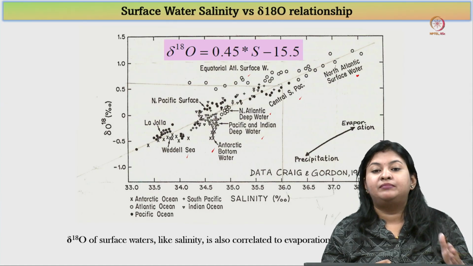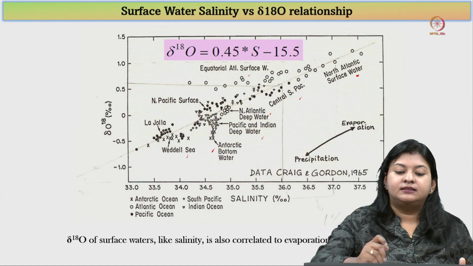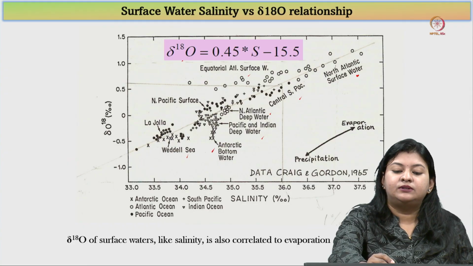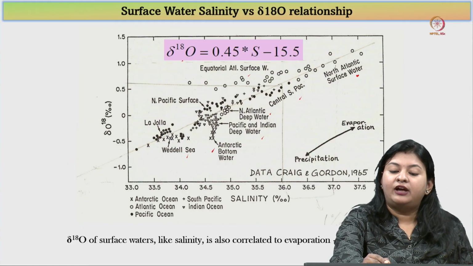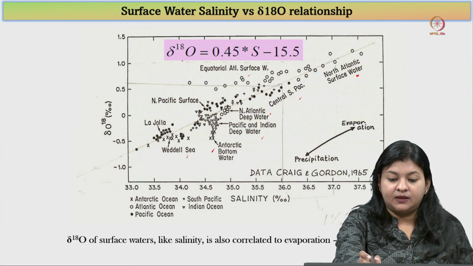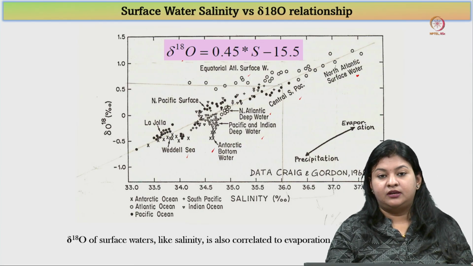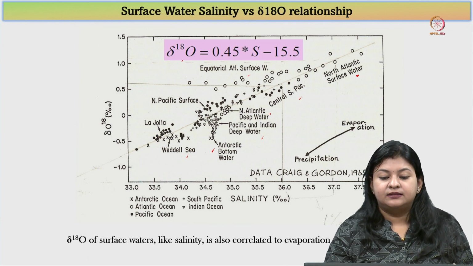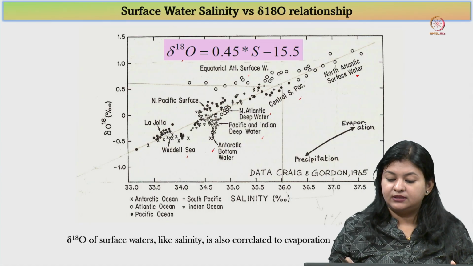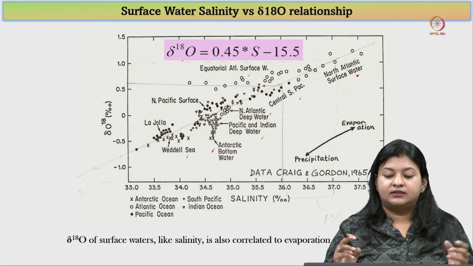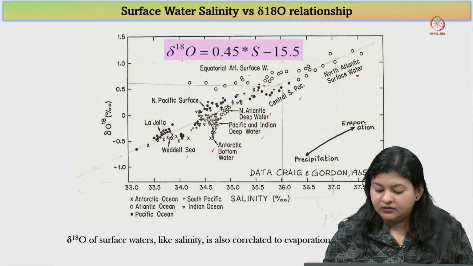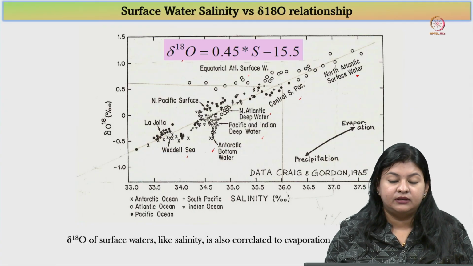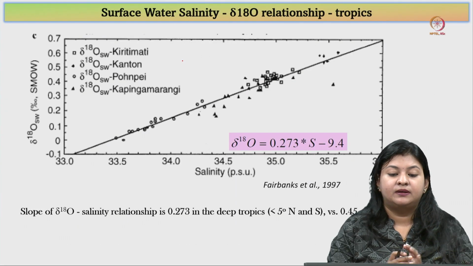So, there is an empirical relationship, that is delta 18O is equal to 0.45 times the salinity minus 15.5. Okay. So, this comes from a lot of data from different oceans, and it has been really helpful to understand how it is varying in different regions and in the past.